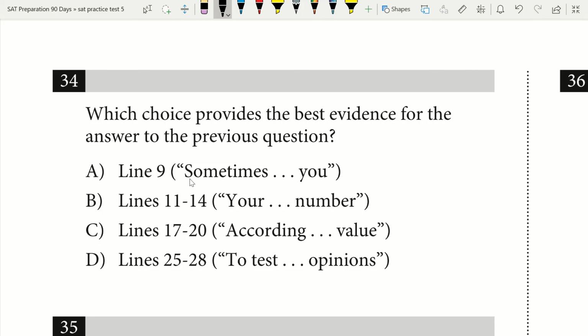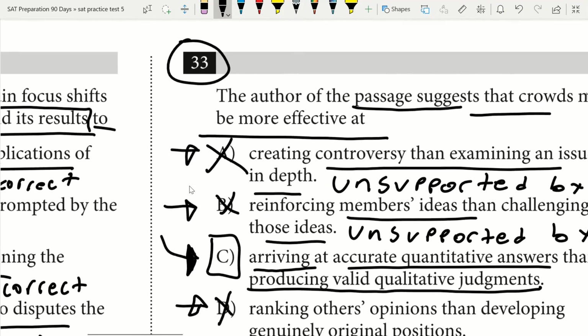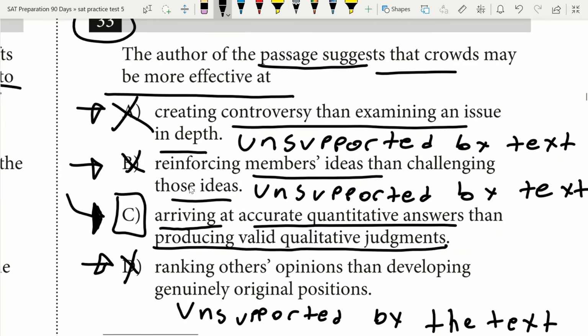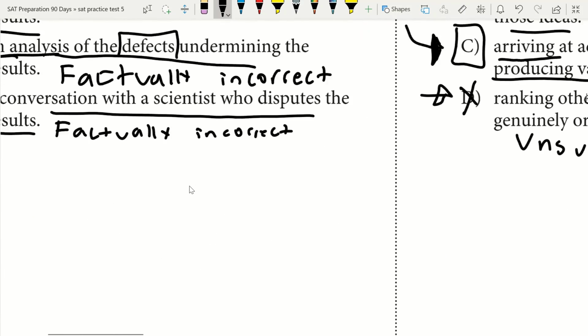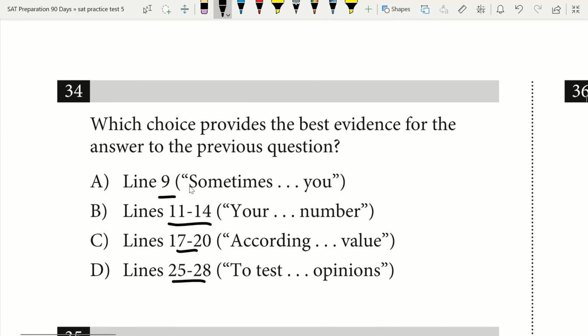Now, let's say that you don't exactly remember what lines it was in. You're not sure if it was in line 9 or 17 to 20 or 11 to 14 or 25 to 28. This is where my tip comes in. We know in our previous question that our answer was that the crowd is better at arriving at accurate quantitative answers than valid qualitative judgments. Well, quantitative answers involve numbers. So if I take a look at my options here, I see I have the word number at the end of 11 to 14.